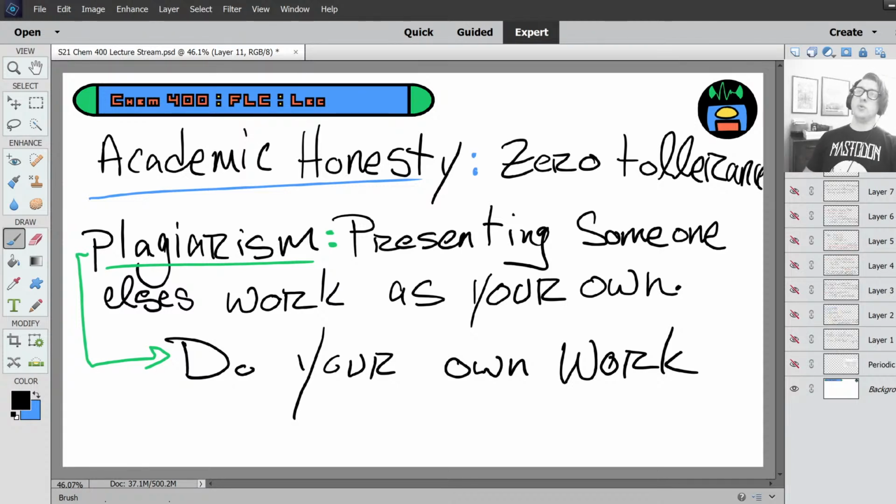What you shouldn't do is take photos of someone else's work and upload it as if it's your own. All right. So work together, collaborate with each other, but make sure that all of your work came out of your hand, came out of your brain. That's plagiarism.